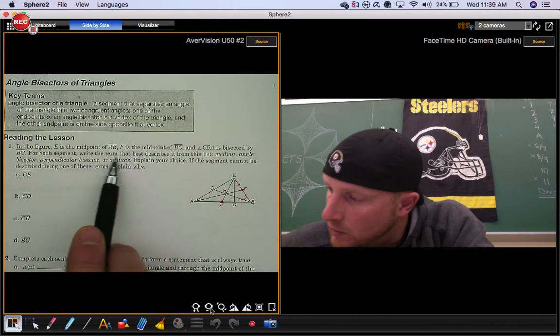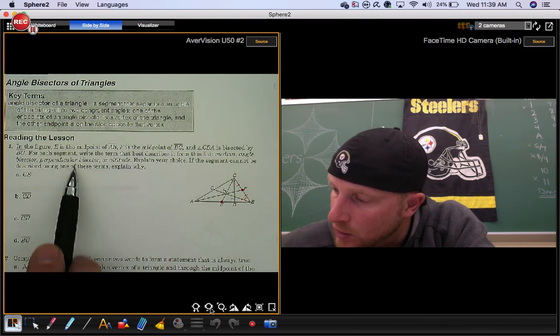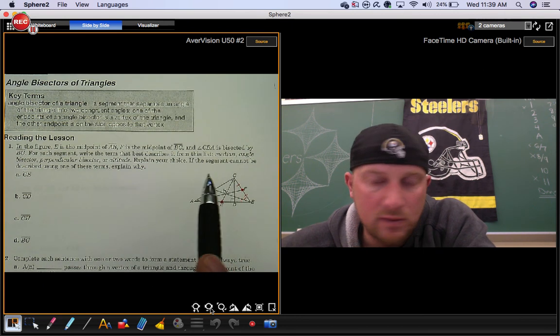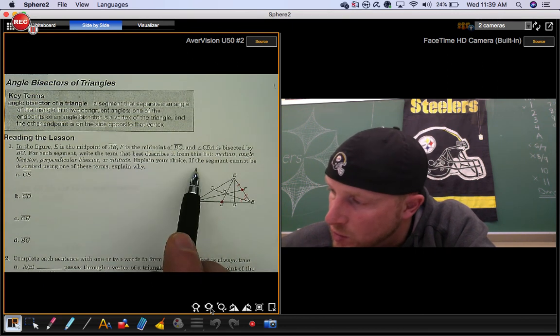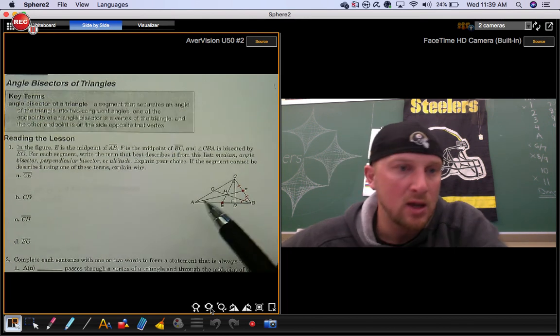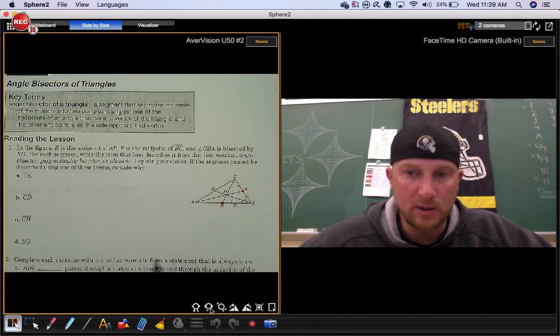For each segment, write the term that best describes it from this list. Is it a median, an angle bisector, a perpendicular bisector, or an altitude? So it's those four segments we've looked at so far in this chapter. Explain your choice. If the segment cannot be described using one of these terms, explain why. I'm going to explain it verbally. You need to write it on your paper.